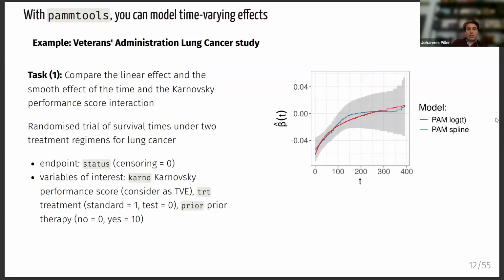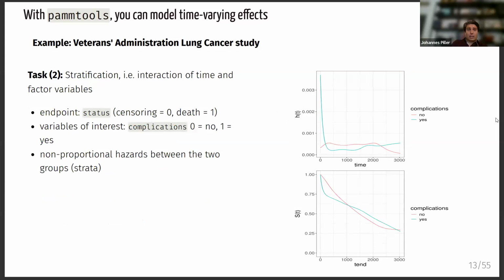Then, as I said, we will revisit the example of the Veterans Administration lung cancer study. We take a look into the time dependence of the Karnofsky score, and we will compare literature results with super flexible spline modeling, and we will comment on the results which you see on the right-hand side. Then again, with the Veterans Administration lung cancer study, what we also want to see is stratified hazards.